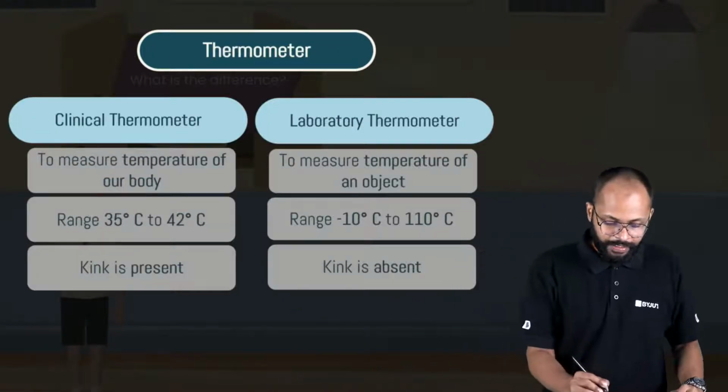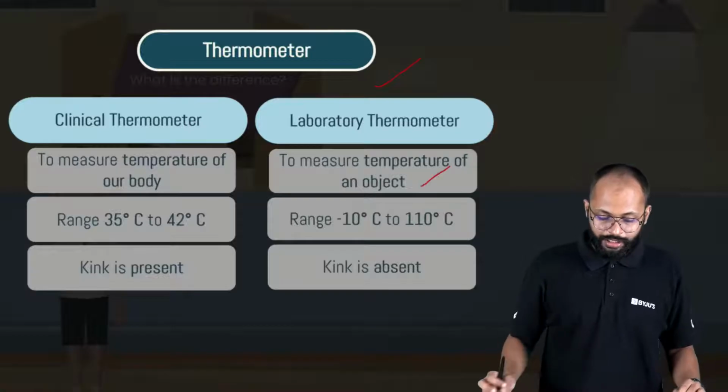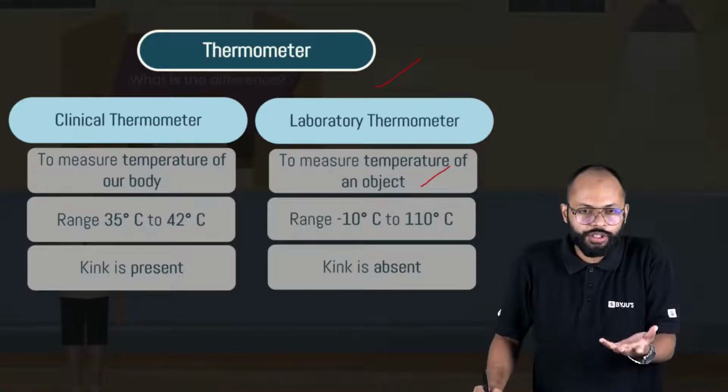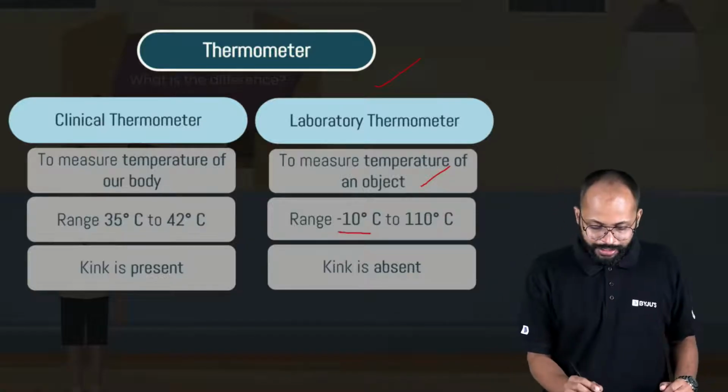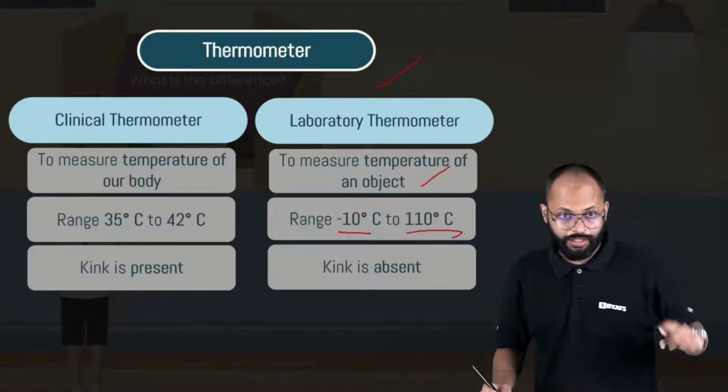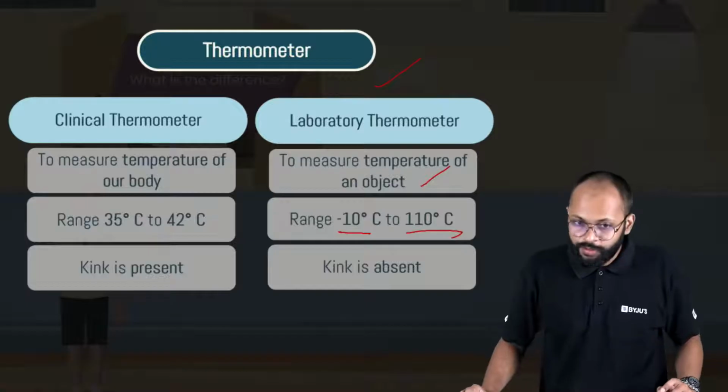So that's why the lab thermometer is used to measure the temperature of an object, a solution, boiling water, and all these things you can measure, right? It goes from -10 to 110. Yes, you are right, Hershey. Yes, its range is also different.